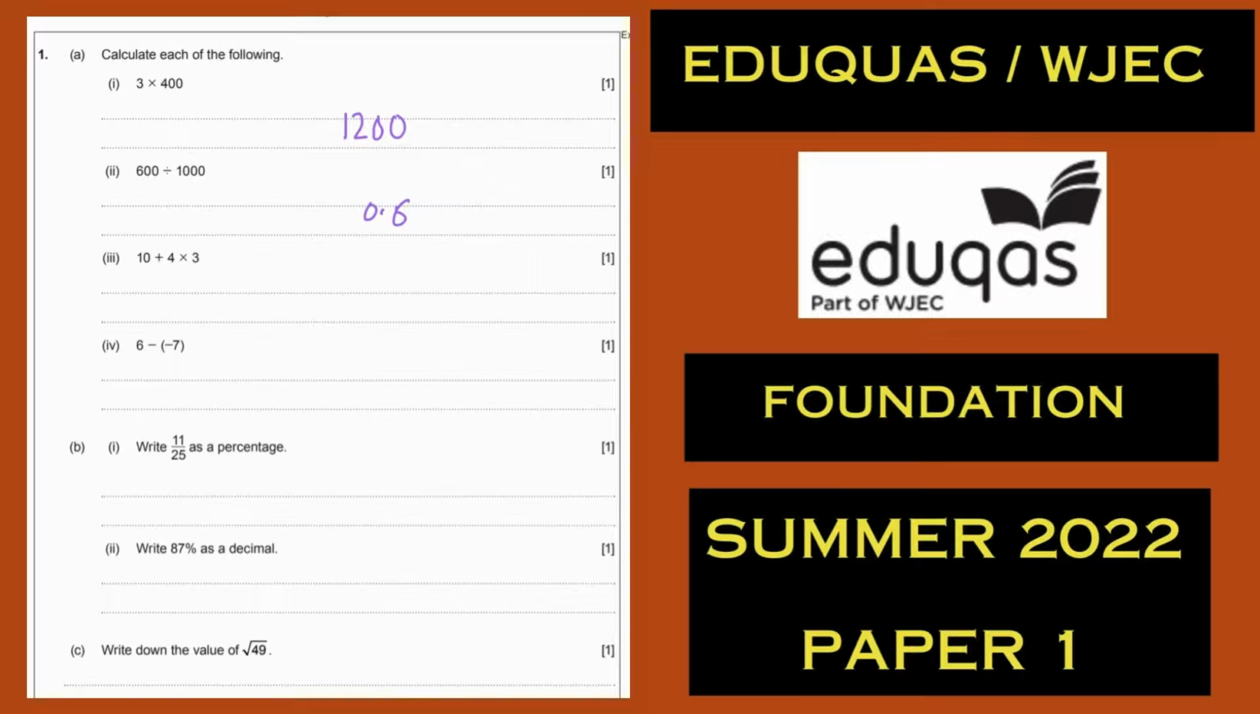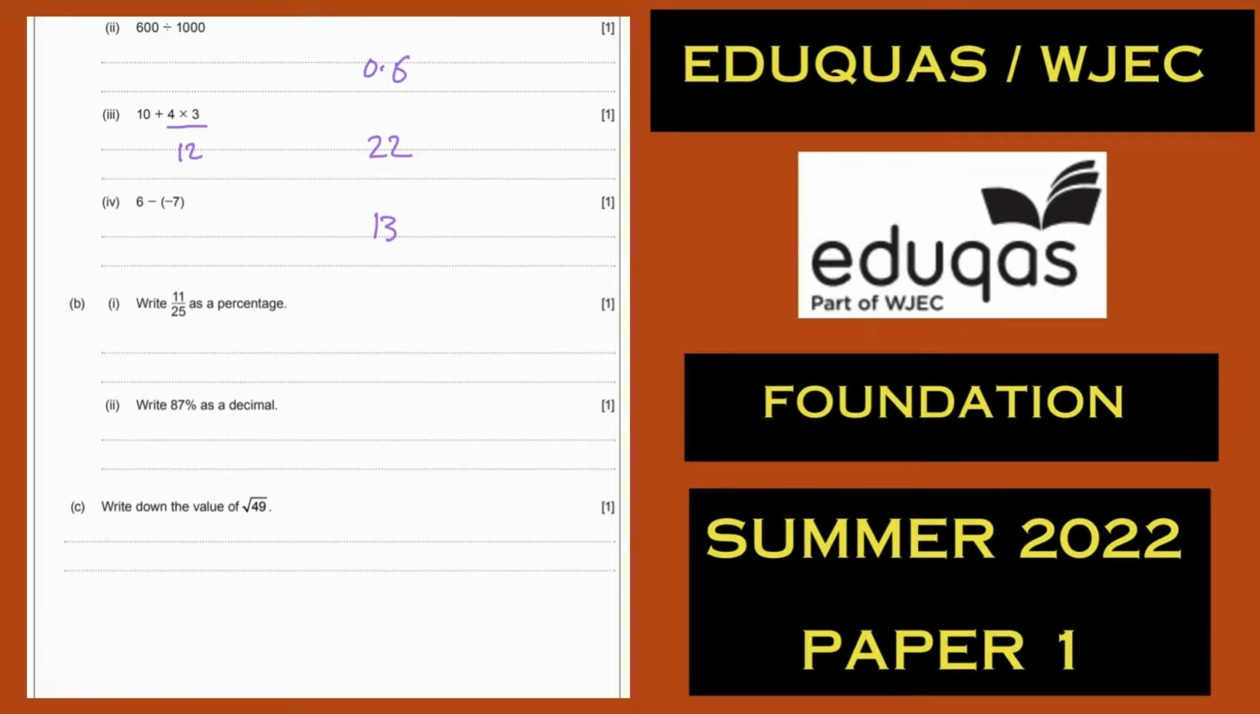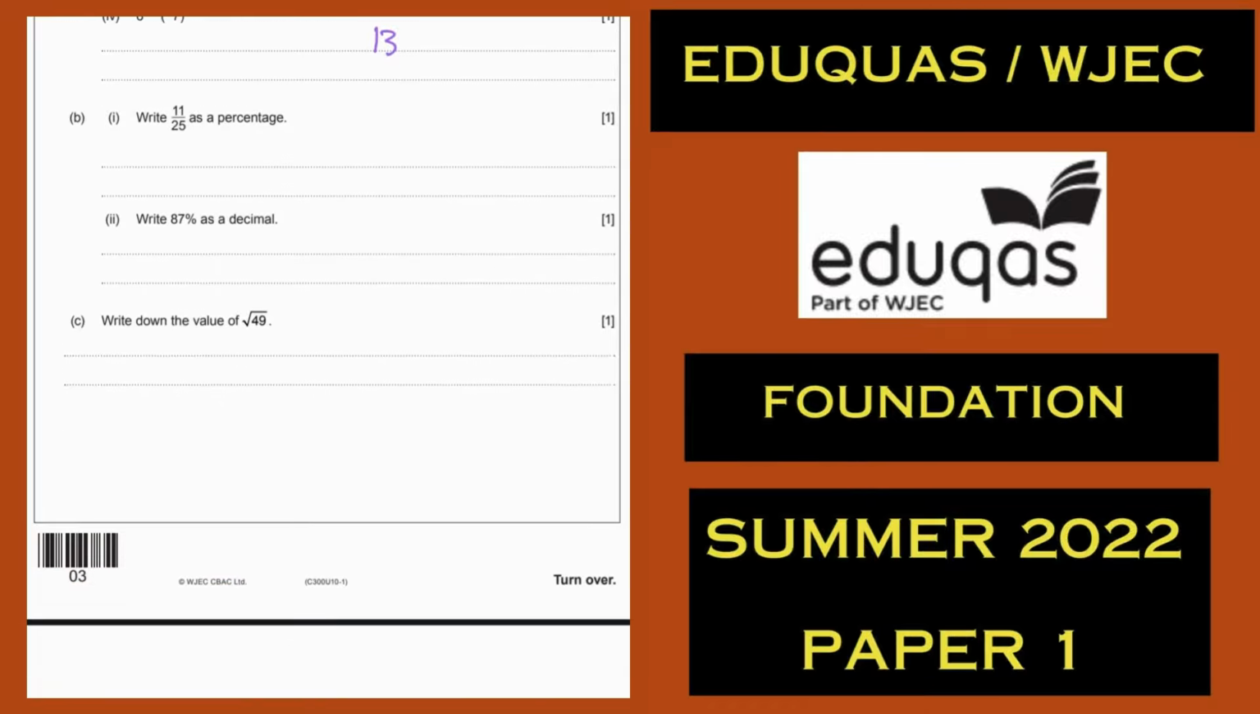Part treble I, BIDMAS as always in play, so the 4 times 3 needs to be done first to give you 12, which when you add the 10, final answer 22. When you subtract a negative, your teacher will have various ways of explaining why. I'm not here for why, okay? When you subtract a negative, it's 6 plus 7. It's 13. I'll do the whys when I eventually get all my past papers done. I will do some more vids, and negative numbers will definitely be one of them.